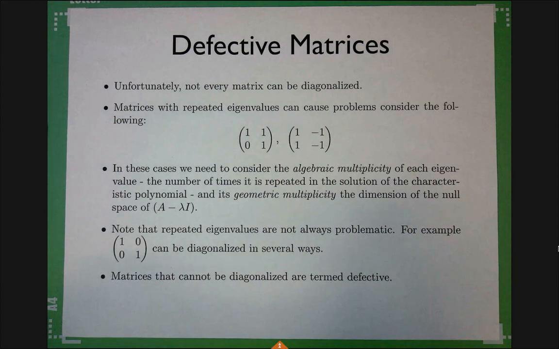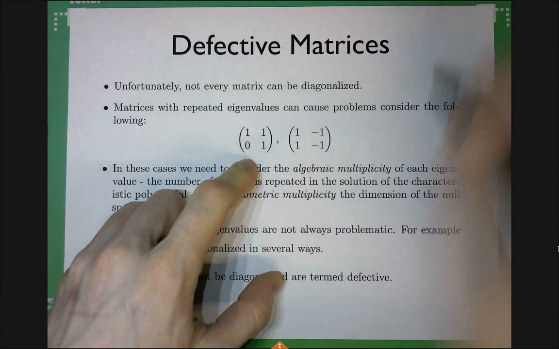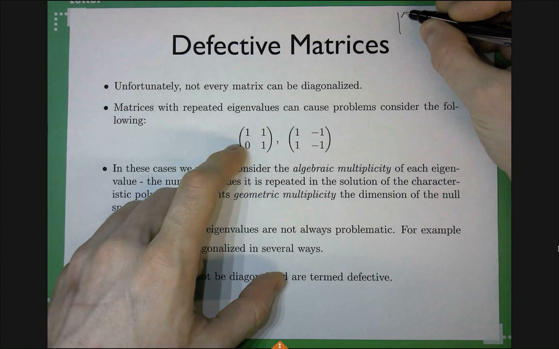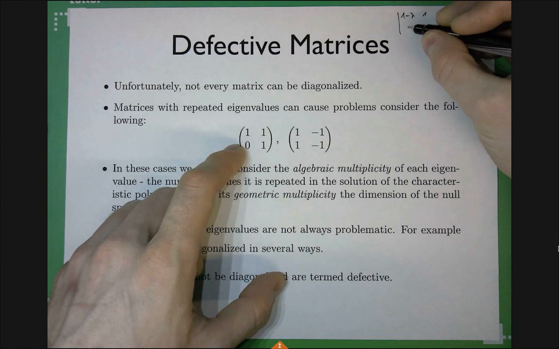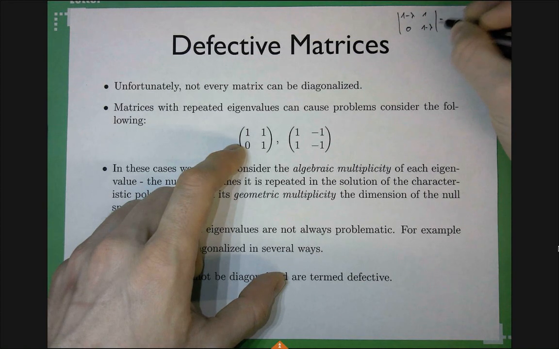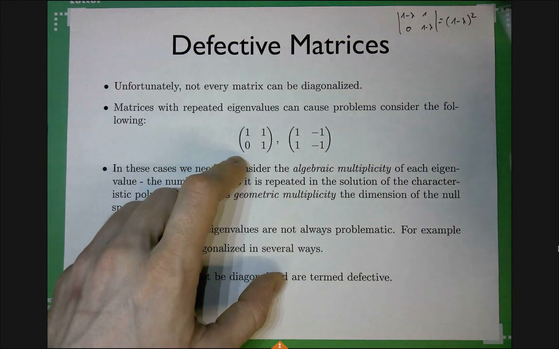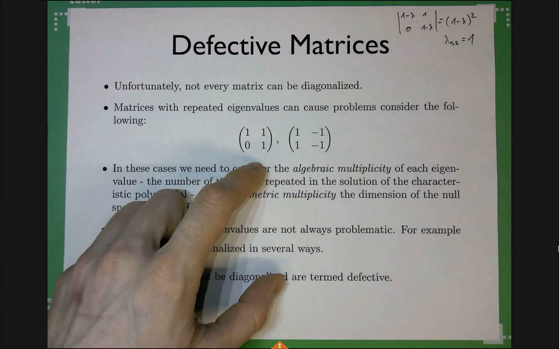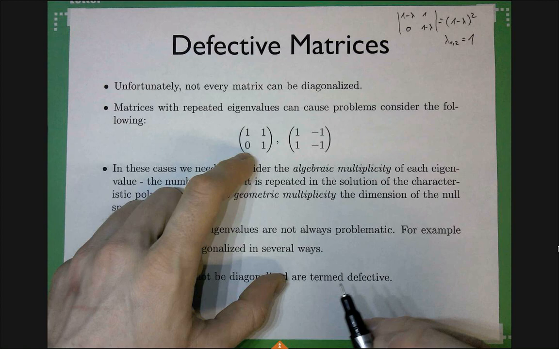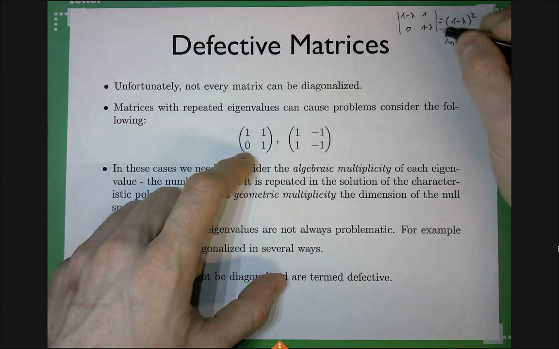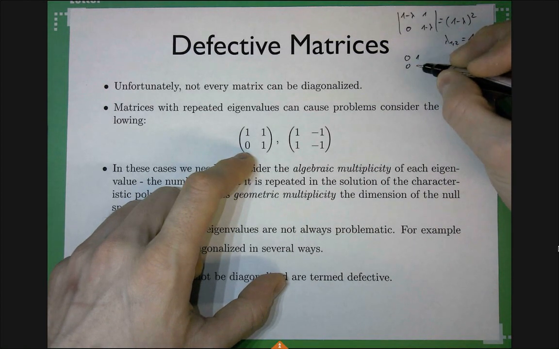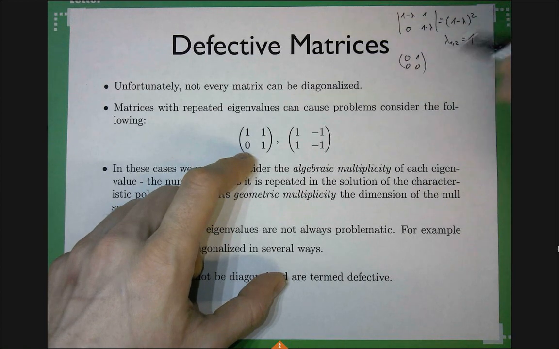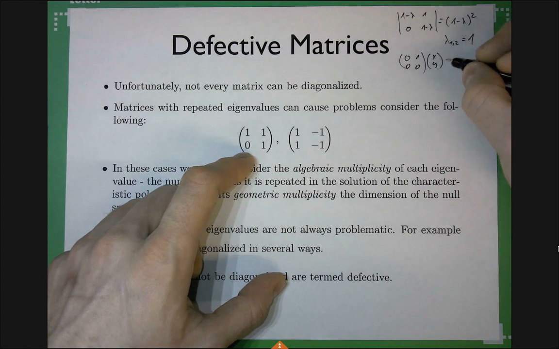So maybe let's look at this one. Let me explain. This is the matrix 1, 1, 0, 1. If I take the characteristic polynomial, it will be 1 minus lambda squared, right? So this has a double root: lambda 1 and lambda 2 both are 1. But when I try to compute the eigenvectors, I just get this matrix. I subtract the eigenvalue 1, right? And now I'm solving for this.